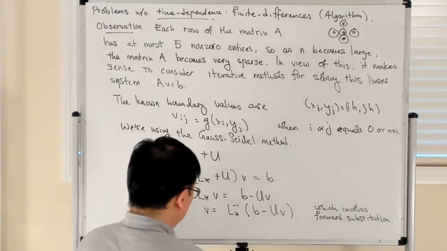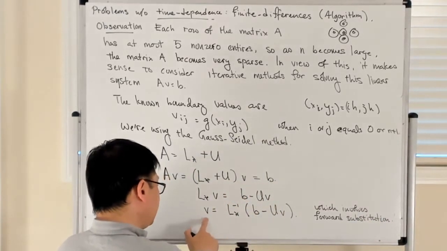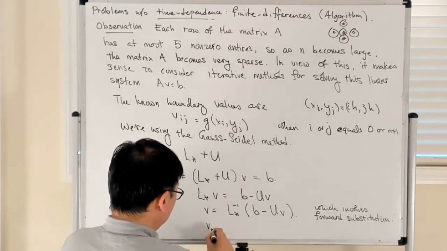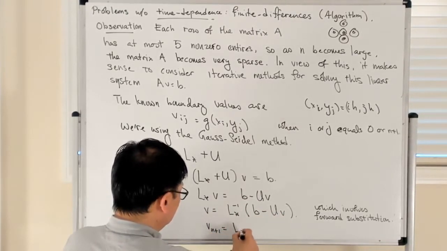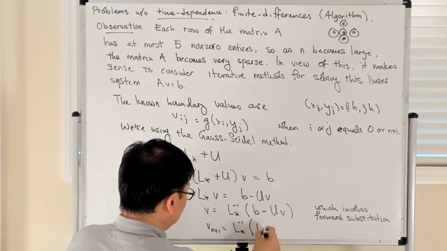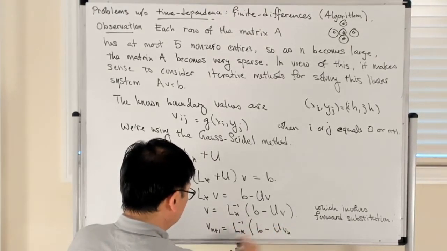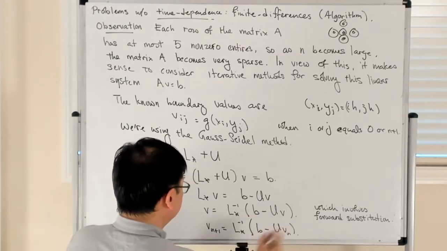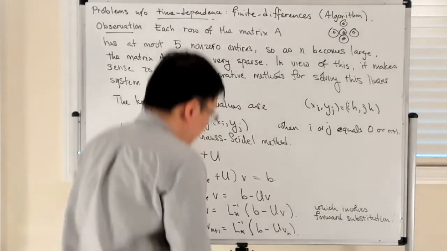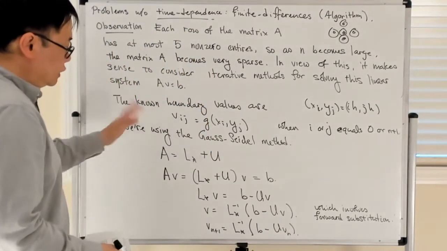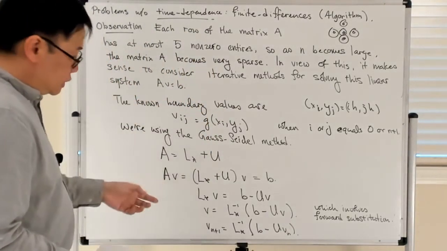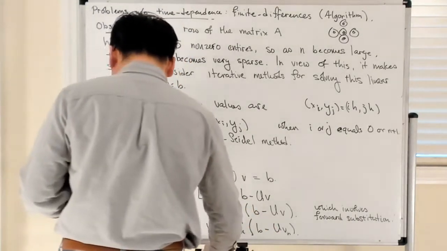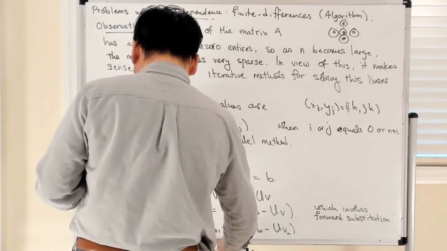And this is a fixed point equation because it involves V on both the left-hand side and right-hand side. So the iteration is that V_(n+1) is equal to L star inverse applied to B minus U V_n. And again, the advantage is that if this system is very sparse, this is going to converge very rapidly. So that's the intuition for all this.